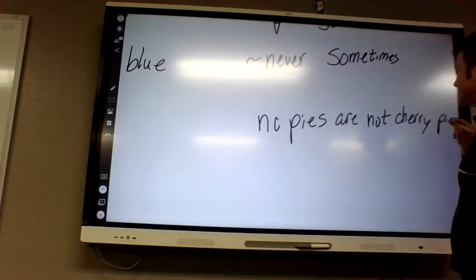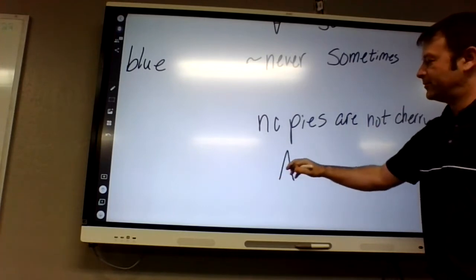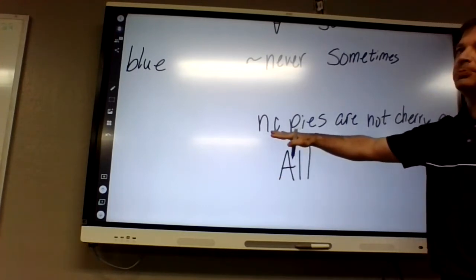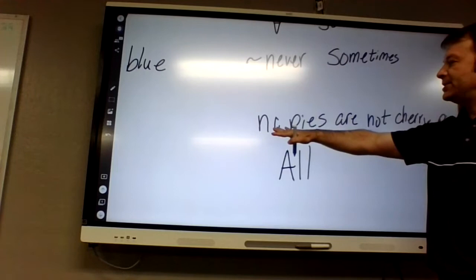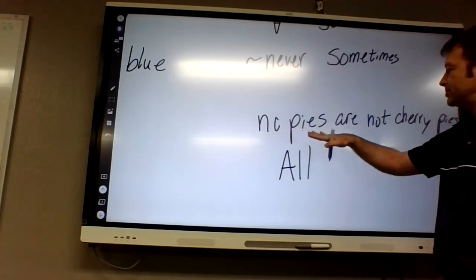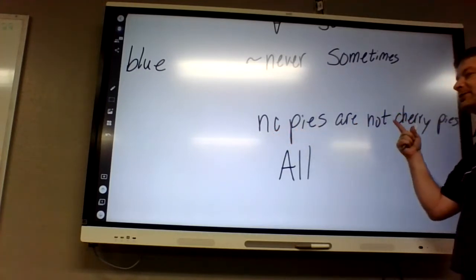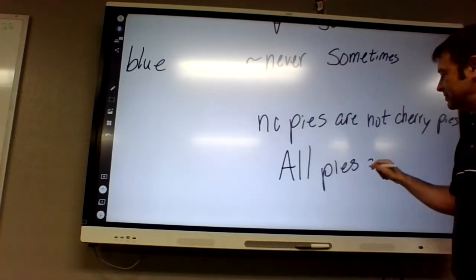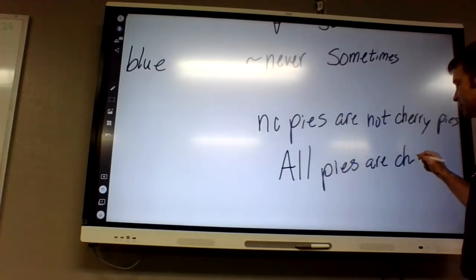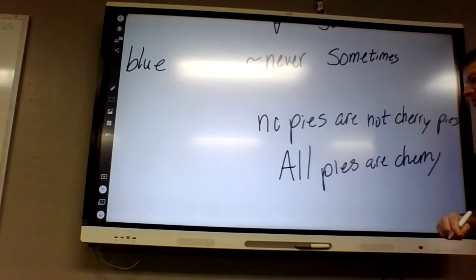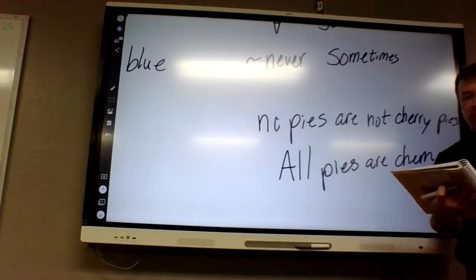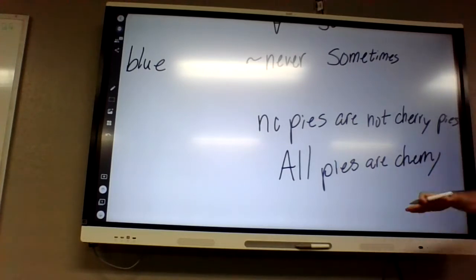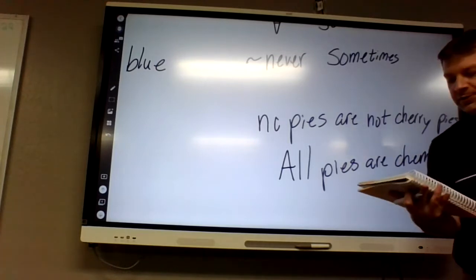That means yes. Whoever said all pies, I don't know if you're reading the bottom, but that's a much better way of saying that. Negation of some is no pies are not. If no pies are not, it's a double negative. That means all pies are cherry. So the original statement was true, which was some pies are not cherry. The negation is false, all pies are cherry. Confusing, isn't it?